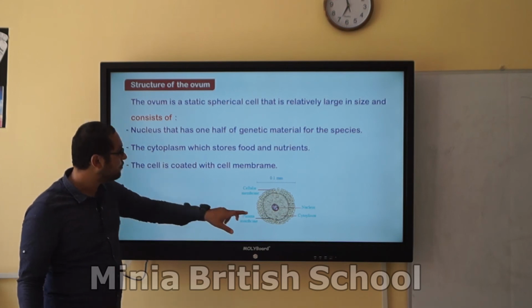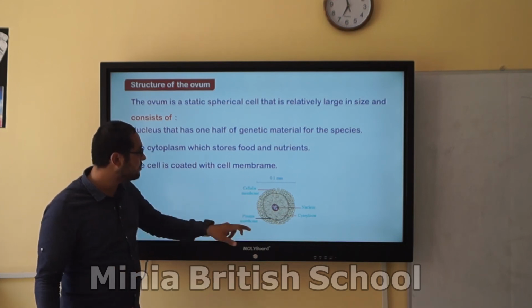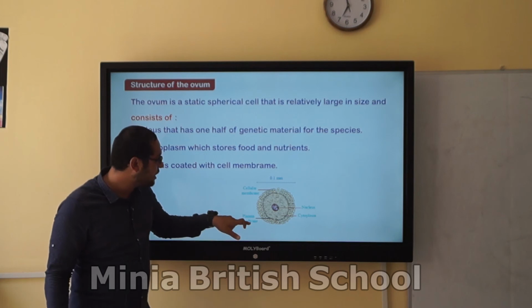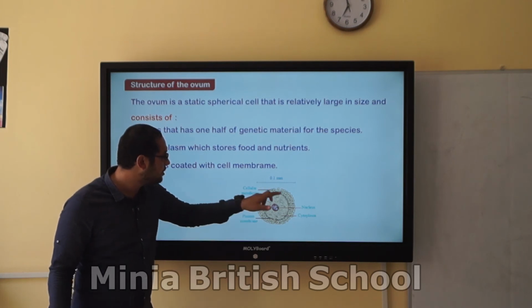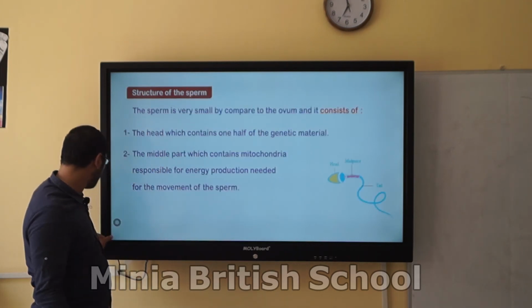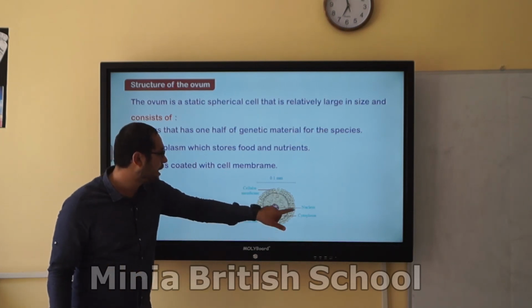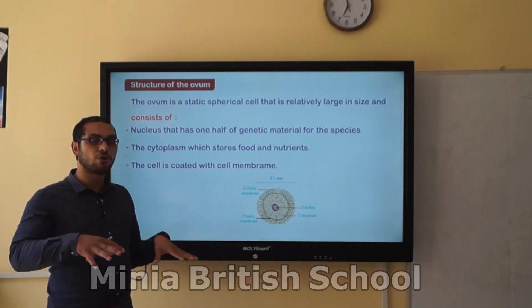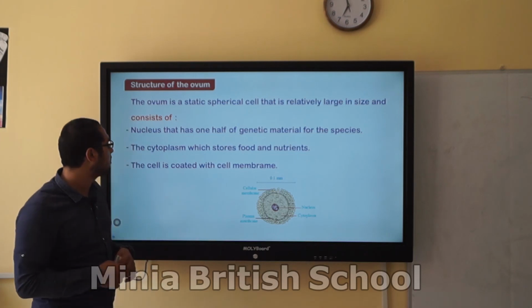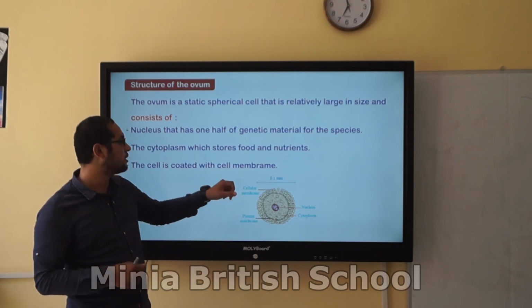And also the ovum is surrounded by a cellular membrane, and inside it there is a cytoplasm. The cytoplasm stores the food and nutrients.